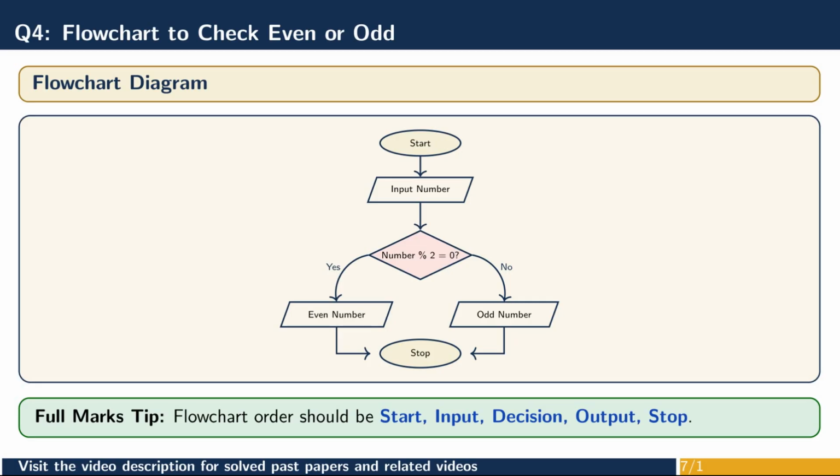So how to get full marks? Flow chart order should be start, input, decision, output and stop.